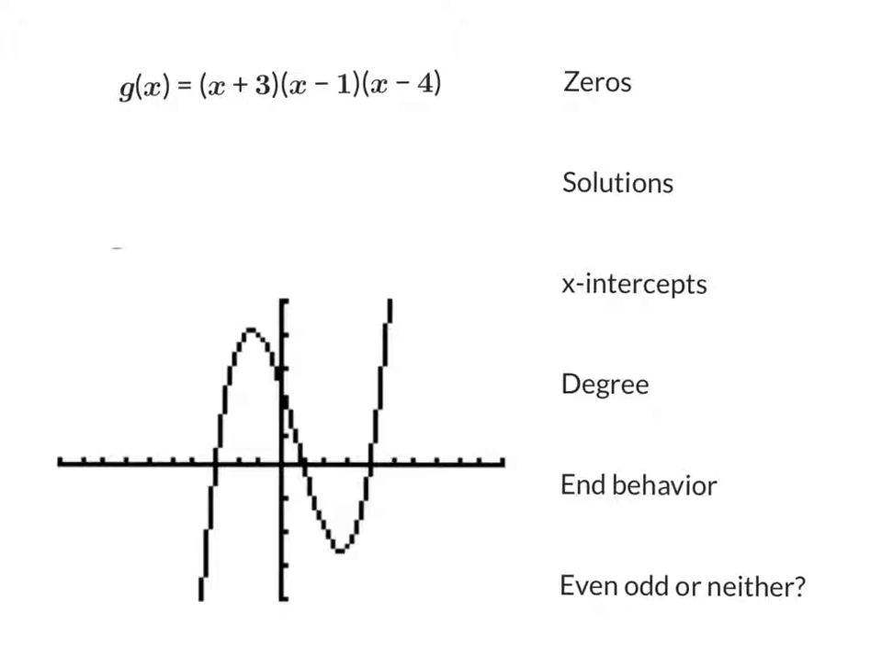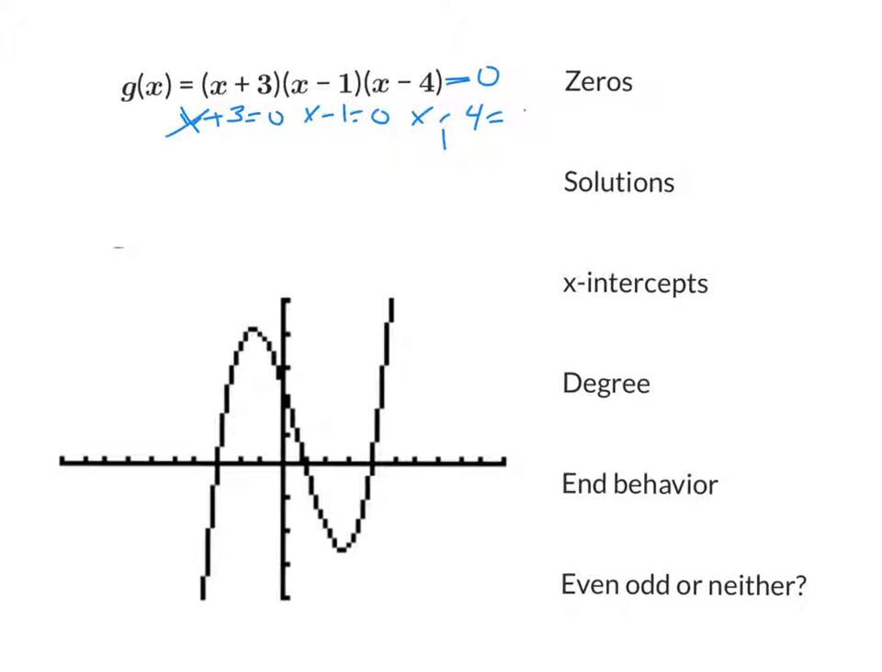Now I'm going to analyze a few functions here for the rest of the video. The first one I want to talk about is its zeros. To solve for the zeros, you set it equal to 0, and you set each piece equal to 0. And this will help us solve for our zeros.